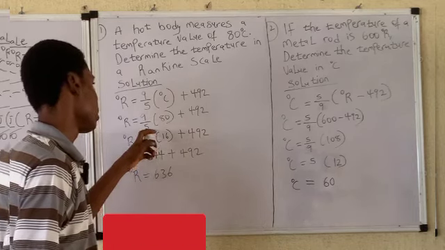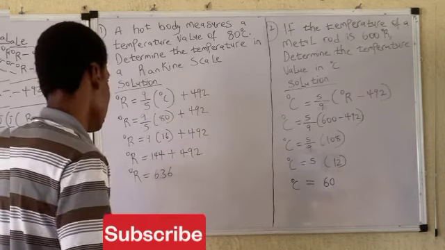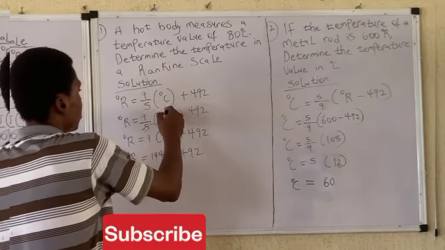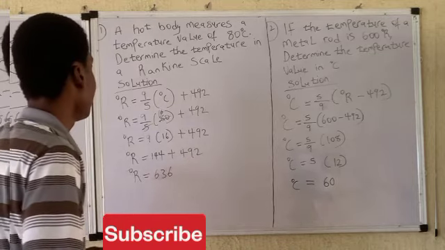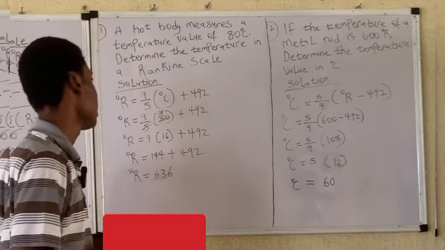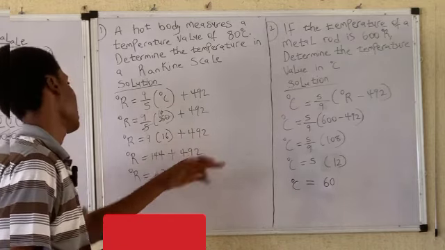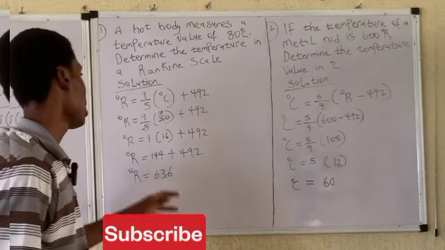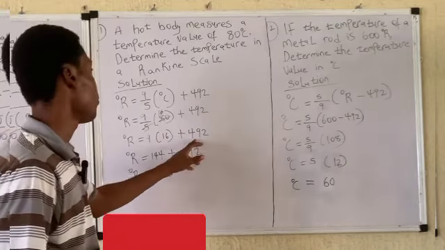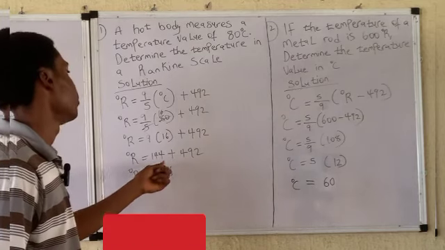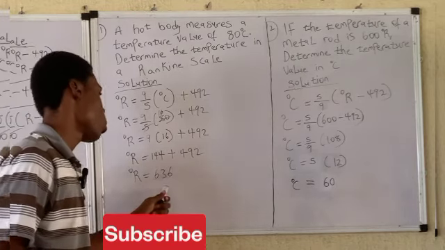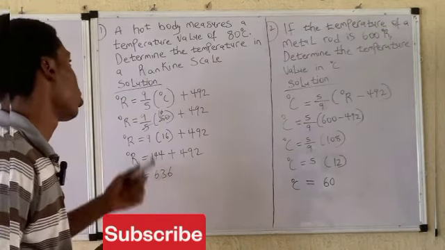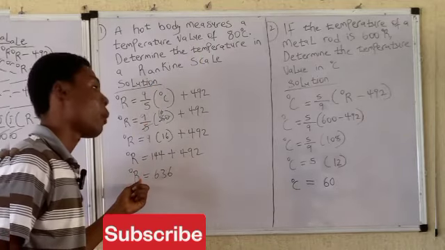Rankine equal to, now what do we do here? We divide. So we say 5 in 80 is 16. So we have 16 here. Plus 492. So our Rankine equals 9 times 16. We have 144. Then plus our 492. So our 144 plus 492 equals to 636. So that is how to convert from our Celsius to our Rankine.